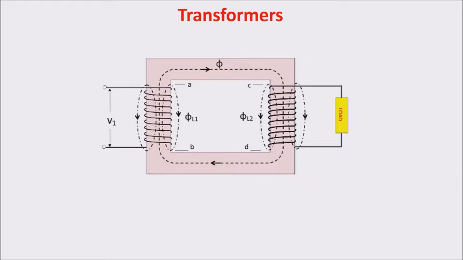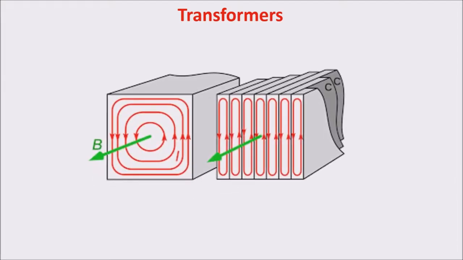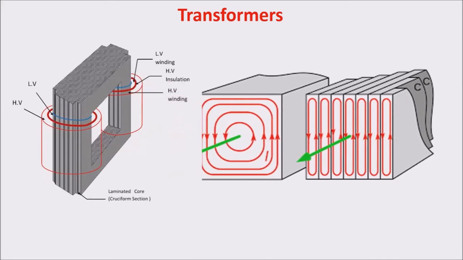So a real transformer can be drawn down like this, in which we have the inductive effect represented by two inductors, X1 and X2. Another loss is caused by the eddy current. The variating flux self-induces an EMF and a current not only on the coil, but even on the iron core. To minimize this, the core is usually laminated, as you can see on the picture.